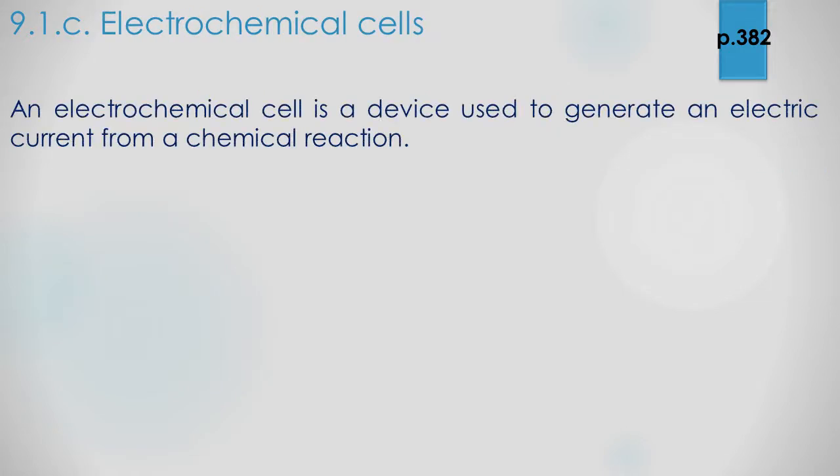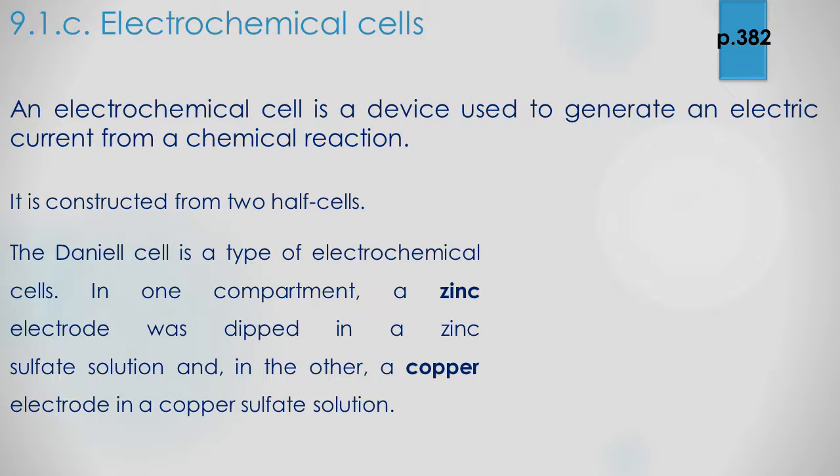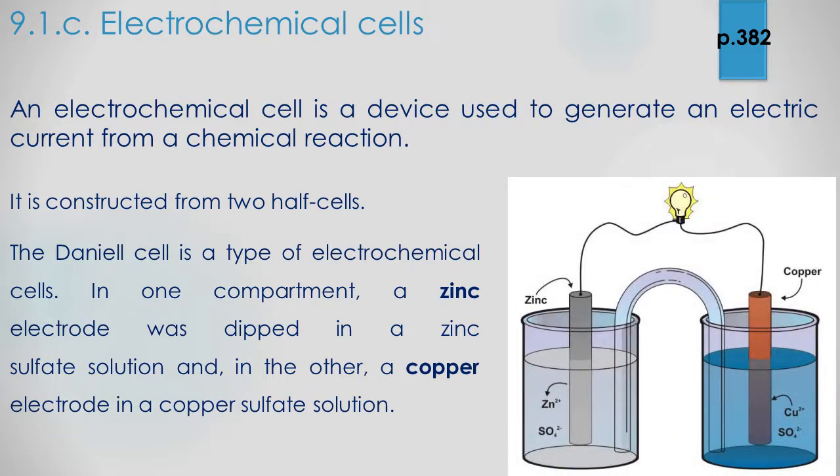So, an electrochemical cell is a device used to generate an electric current from a chemical reaction. It's constructed using two half cells. If you are using zinc half cell and copper half cell, we call it a Daniell cell, which is named after John Frederick Daniell, who is a British chemist who invented this cell in 1836.